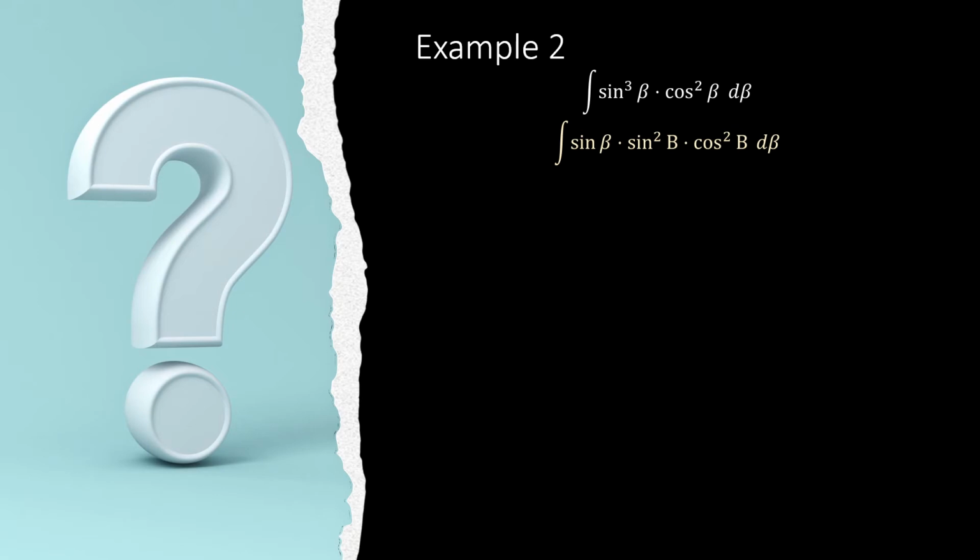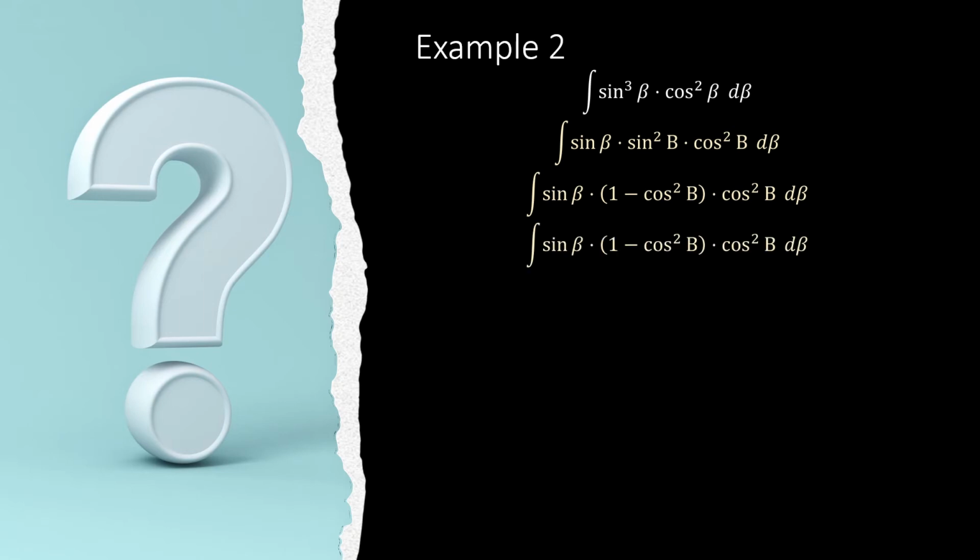All right, so once I do that, that sine beta that I pulled out and left aside is actually going to be my du when I do my u sub. So that means if sine is my du, then I want all my u's to be cosine. So that sine squared beta I need to change to cosine. So I'm going to have sine beta times 1 minus cosine squared beta times cosine squared beta d beta. And I did that using the Pythagorean identity.